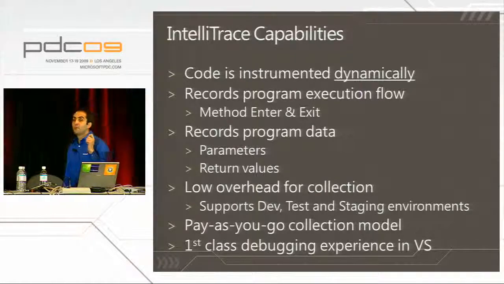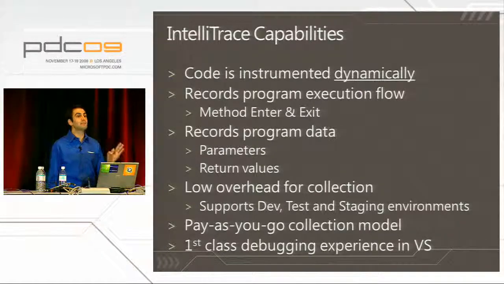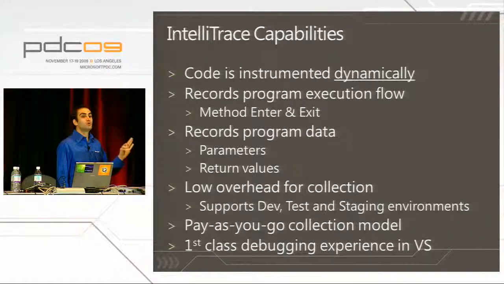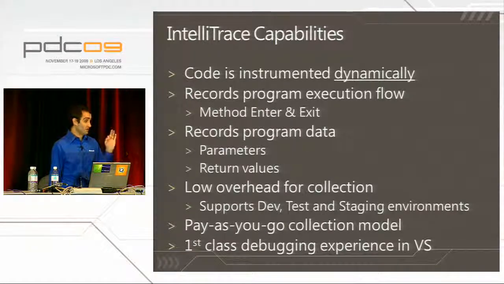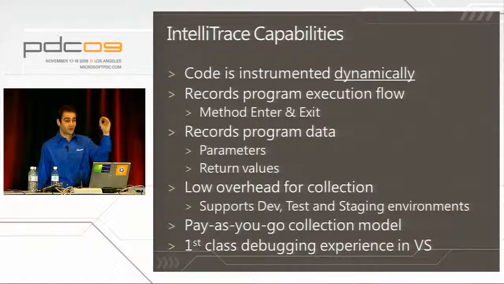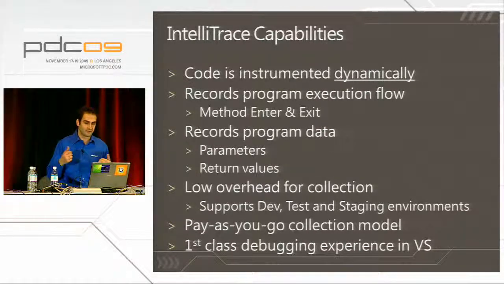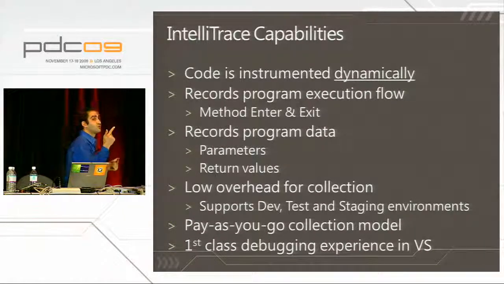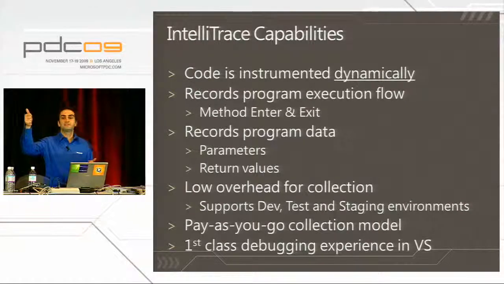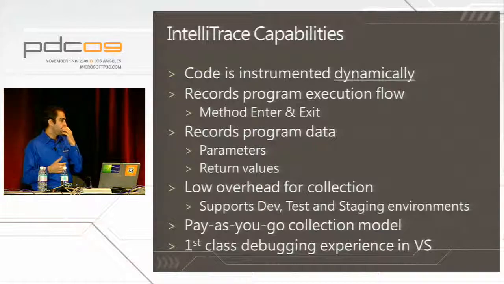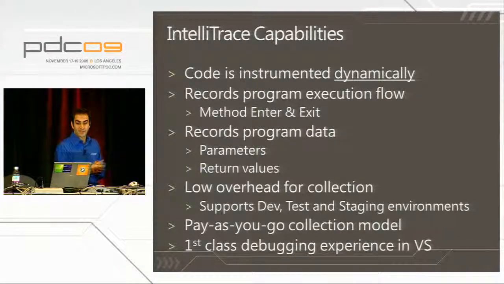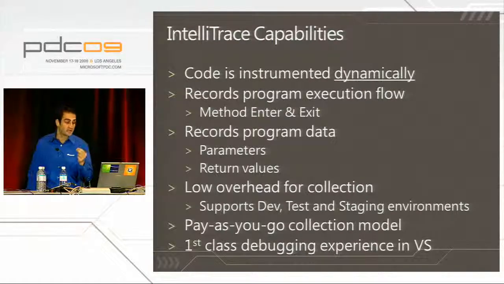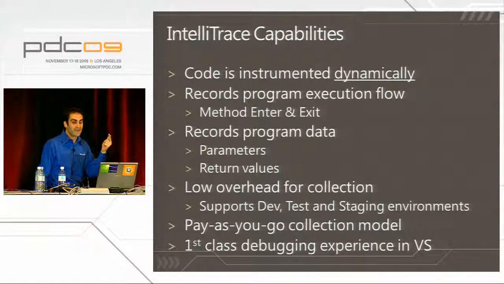As I mentioned, the way IntelliTrace works is that it dynamically instruments your code, right? You, as a developer, are not adding a single line of code in your application for IntelliTrace to work. It just records your application without you having to do anything. As I mentioned before, it records program execution flow. So method enters. I'm sure many of you do the typical Debug.WriteLine, enter method foo, exit method foo. Well, that's all done for you automatically now. It also records program data, specifically including parameters and return values.